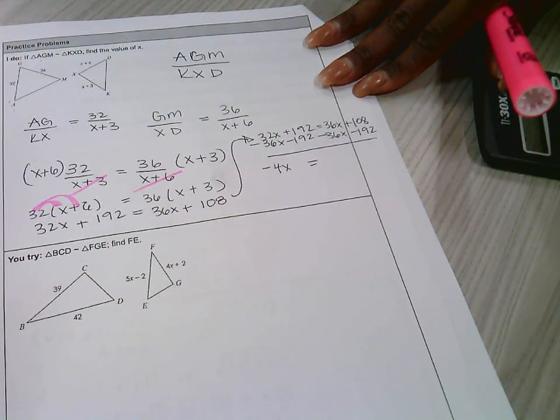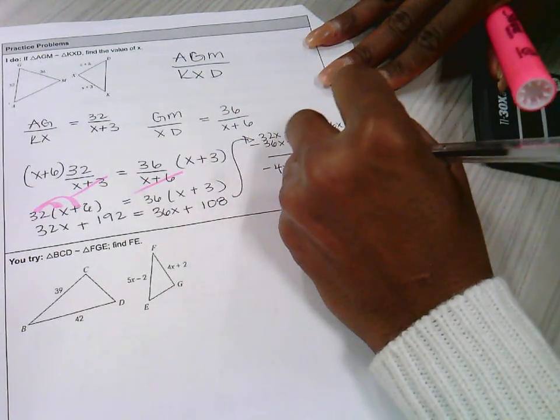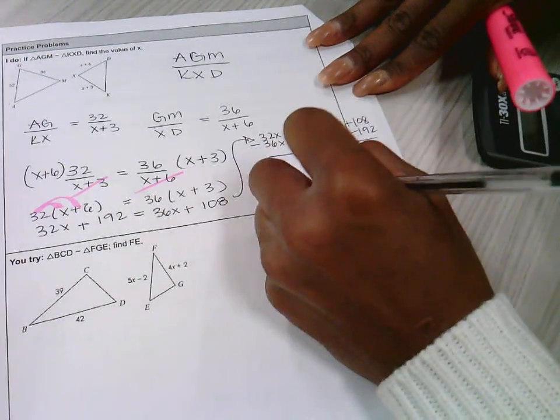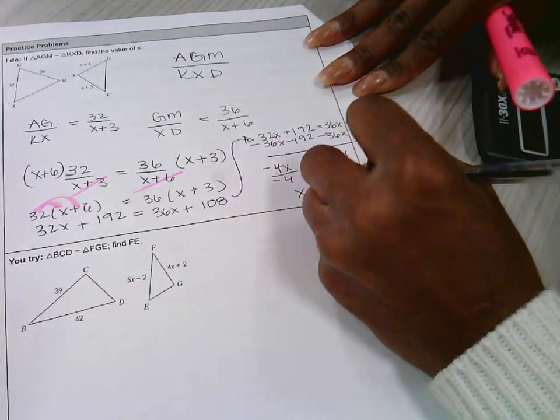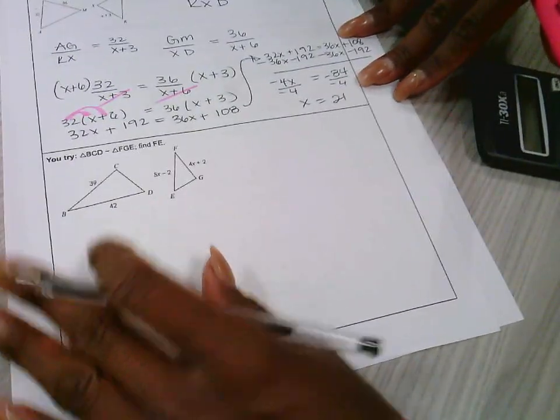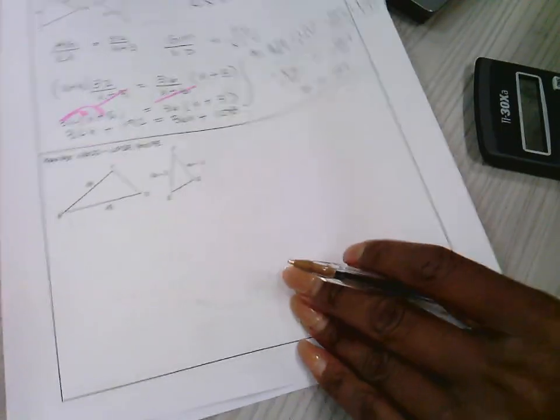minus 84. Divided by negative 4, divided by negative 4, x equals 21. All right. Go ahead and try the You Try.